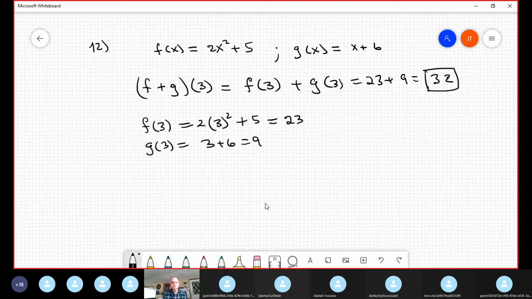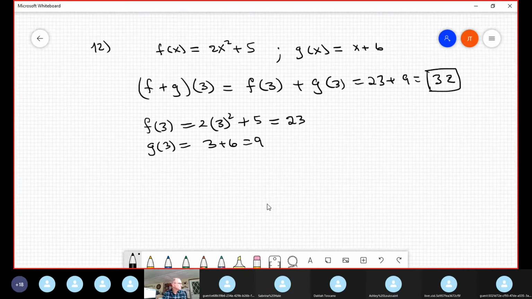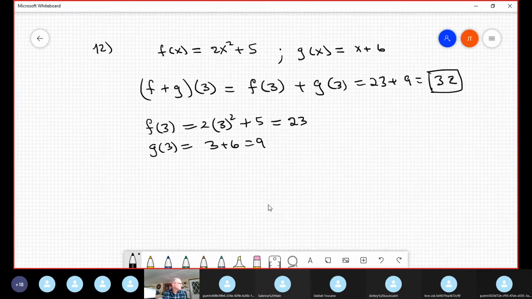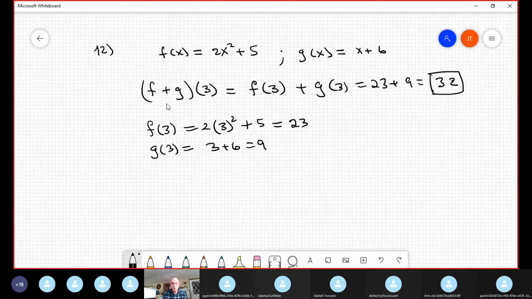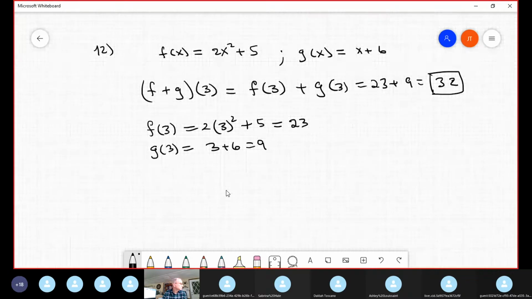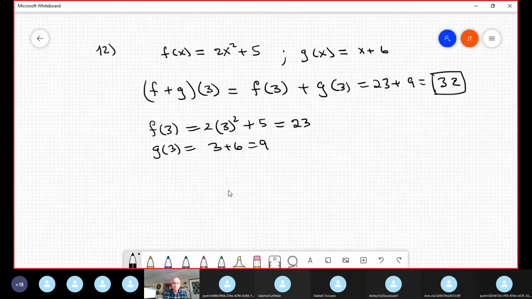Any question? I suppose everyone understands this very well. This is not a stupid question, but it's a typical question of the test. I don't know if it's addition, subtraction, multiplication, or division.